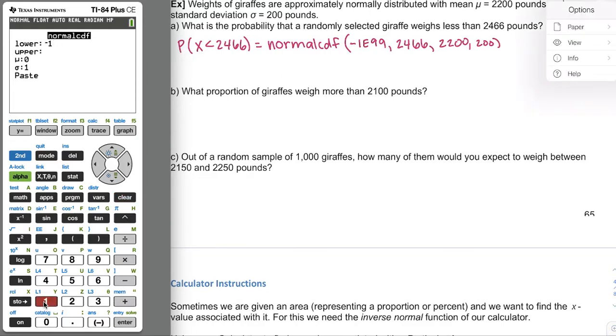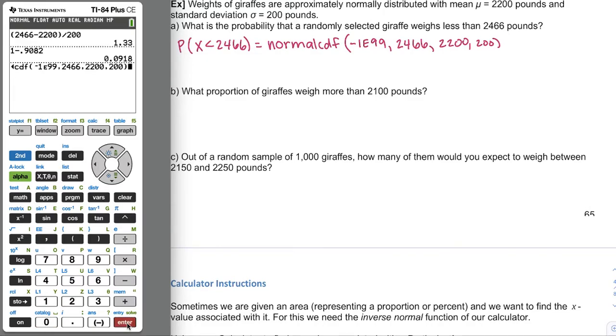Here's the 1. The E is right above the comma, so you need to press second, then the comma button. That gives us the scientific notation that we want, 99. Upper bound, 2466. The mean, 2,200. The standard deviation, 200. Okay, I'll paste it on your screen for you, and then press enter. Now you'll see this is the same probability we found before, but we did not have to use a table to find it.